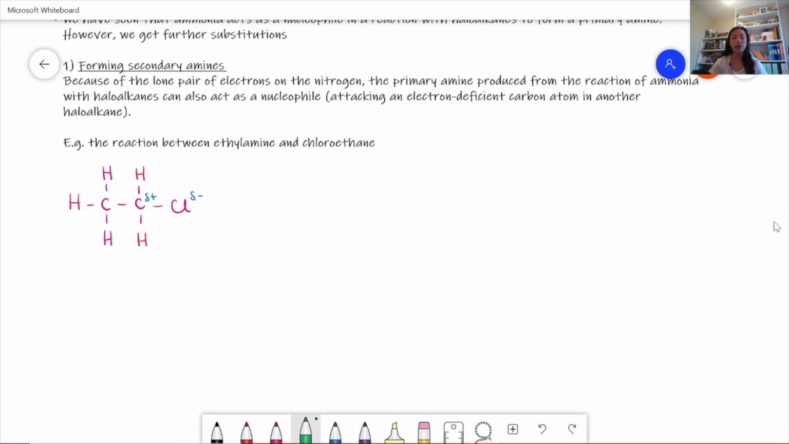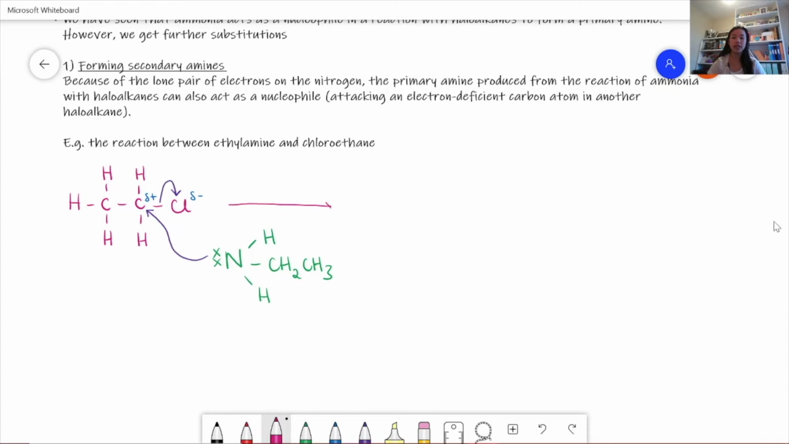And now the nucleophile, instead of it being ammonia, is the ethylamine that we produced in the reaction with ammonia. So we have a nitrogen with a hydrogen, and then an ethyl group, so CH2CH3, and then a hydrogen. Remember that we've got this lone pair of electrons on the nitrogen, and this is what allows it to act as a nucleophile like ammonia does. These electrons are attracted to this partially positive carbon, and so move towards it. And then electrons from this covalent bond move towards the chlorine.